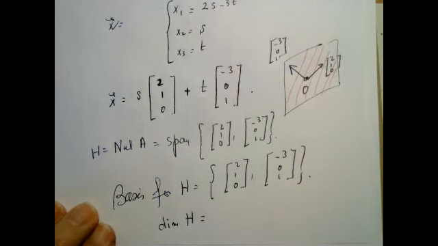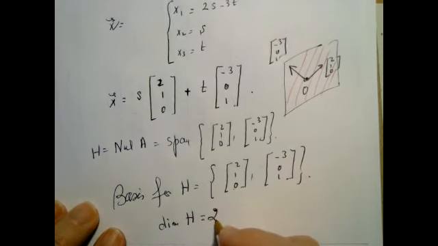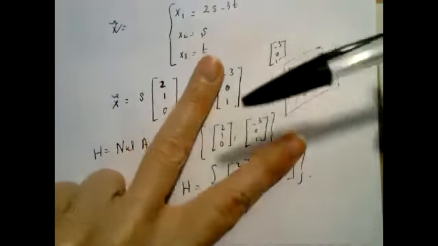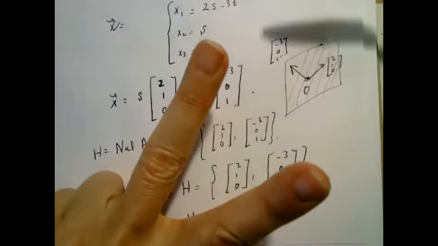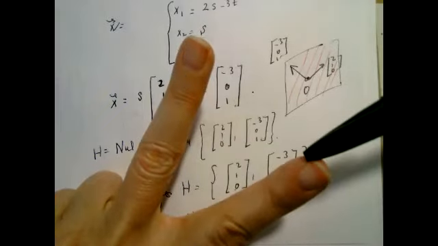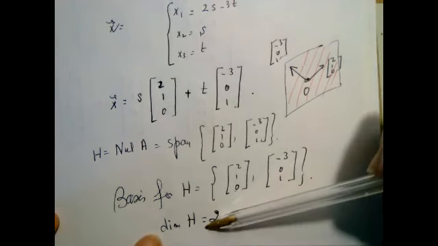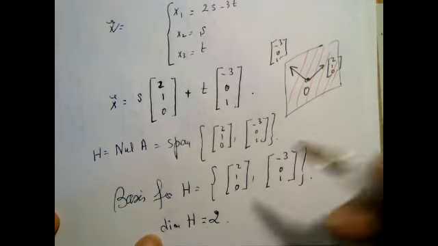The dimension of H is the number of vectors in the basis. The dimension is equal to 2. And we say that H is a subspace of dimension 2 in R3. So it's not R2, it's a subspace of dimension 2. It lives in R3, but it's spanned by two vectors. Two vectors will give me all of H. So this is called a subspace of dimension 2 in R3.